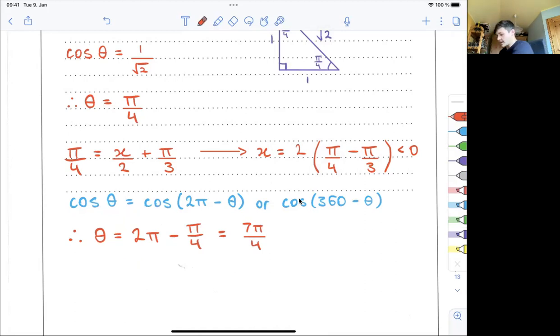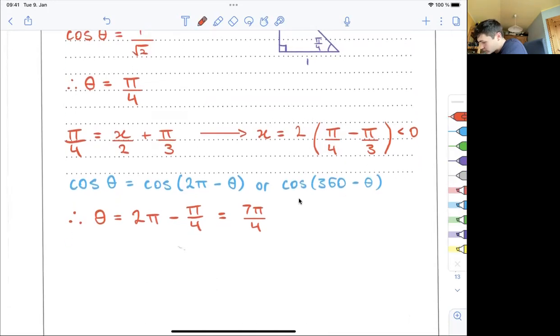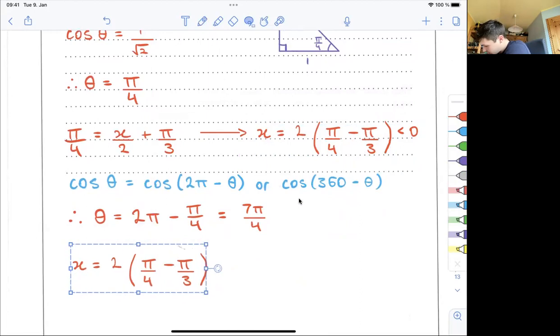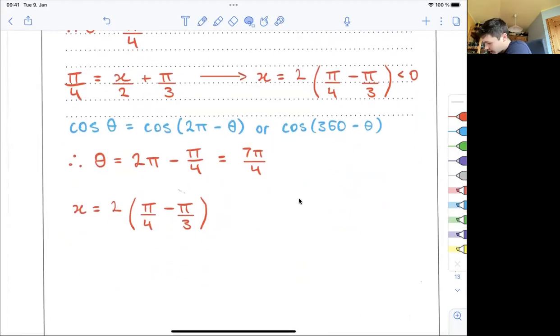Cool. So now let's try and use 7 pi over 4 for our theta. We'll take this expression that we had for x and substitute in 7 pi over 4 instead of pi over 4. So we'll get rid of this and put in 7 pi over 4. And then now we're going to have to do a bit of working.